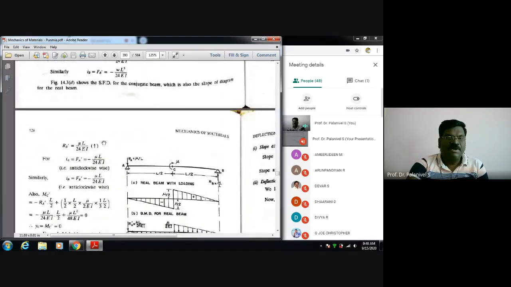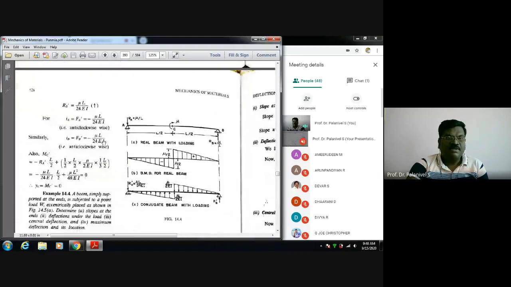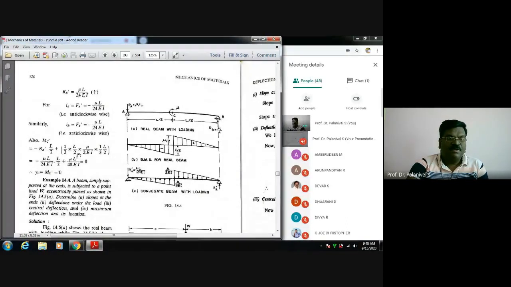In this problem, the author determined the reaction first. Next, the rotation at B. What else has he done? The central deflection. MC dash means the bending moment in the conjugate beam at the center, which is nothing but the deflection at C. If you determine the bending moment at the center, it is found to be 0. So the central deflection is 0.